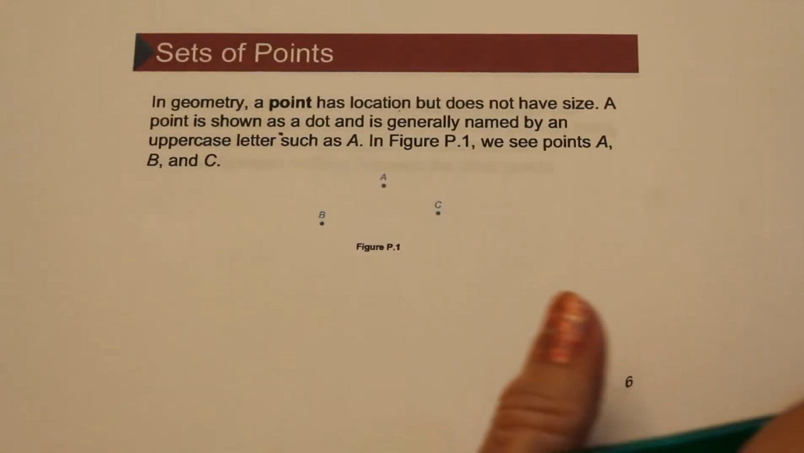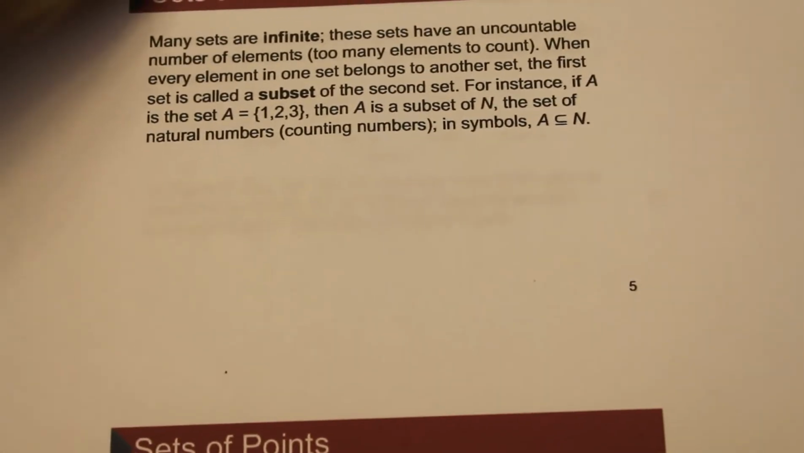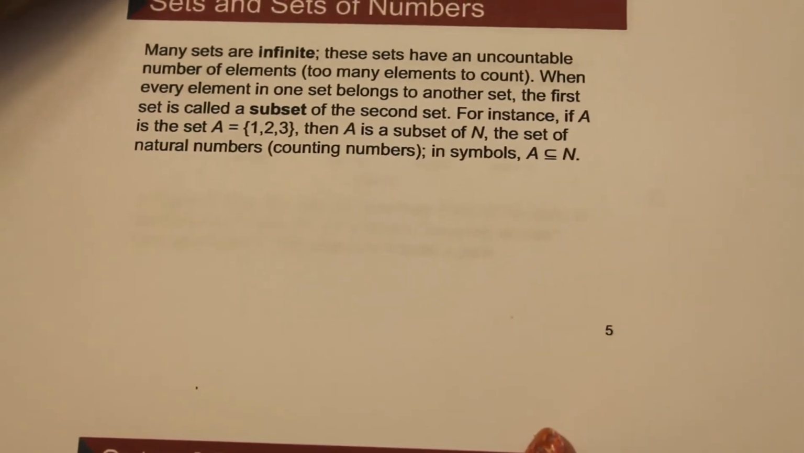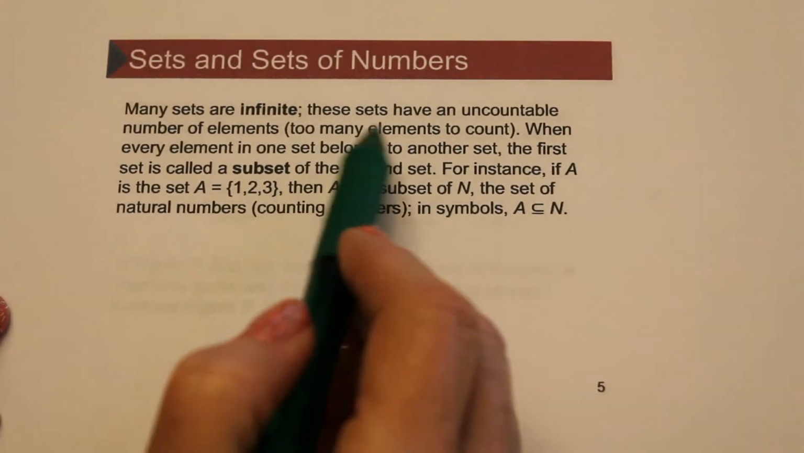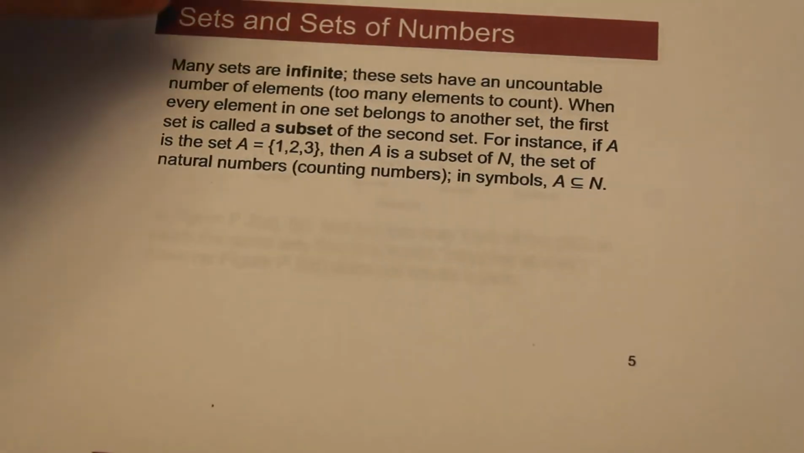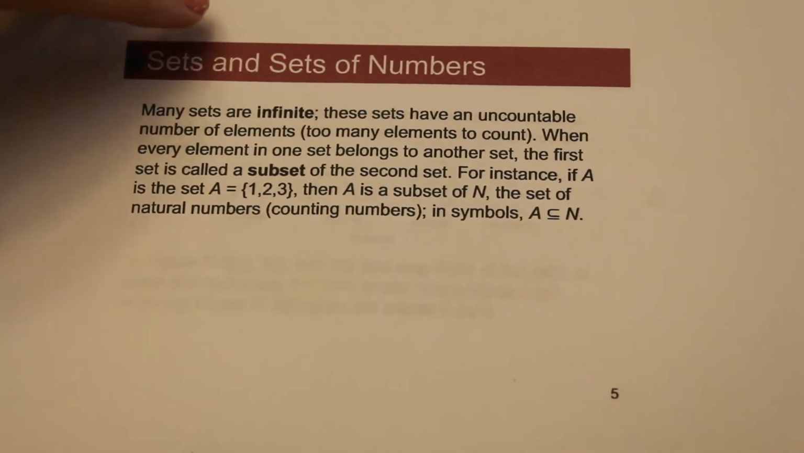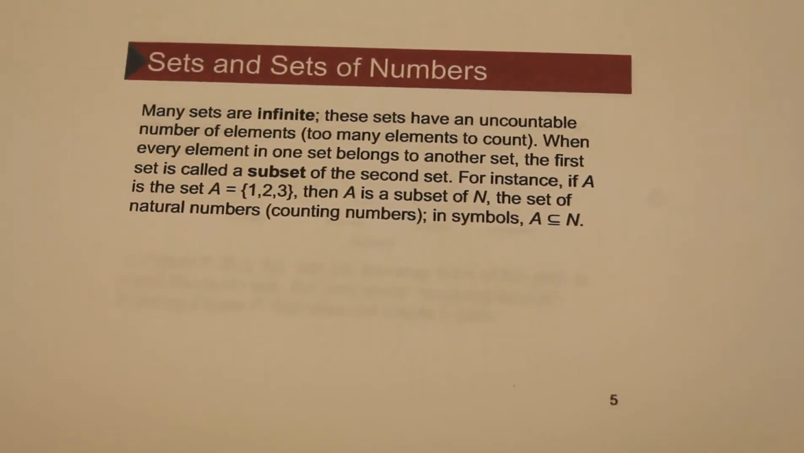So we have named sets, uppercase letters. We can find the number of items in a set if it's a finite set. But then there are also sets that are infinite. These have an uncountable number of elements in them. They go on forever and ever, and it could be into the positives or on and on into the negatives. So there are too many elements to count in an infinite set.